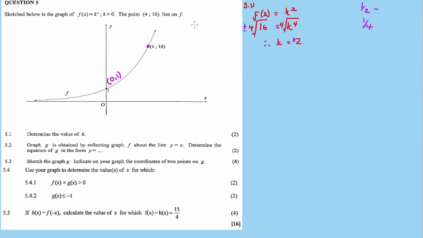So k is going to be equal to plus 2, because they told us that k must be greater than 0. It must be a positive value. So yep, now I answer it.